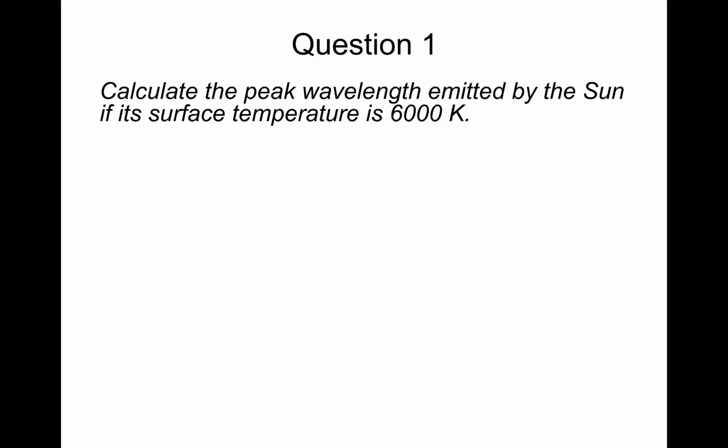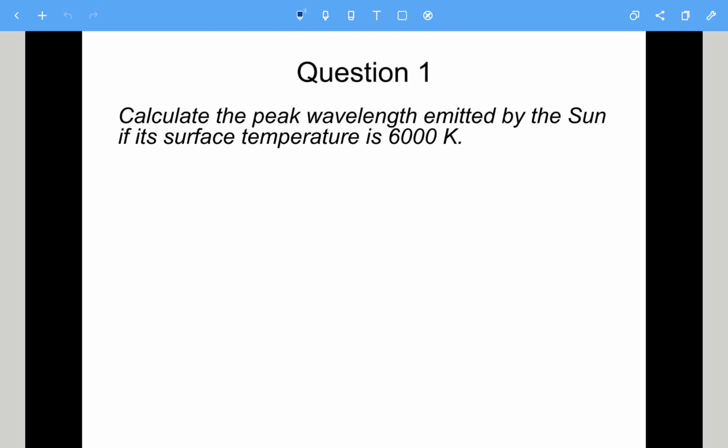Right, so let's do some questions. We're going to use Wien's displacement law, relatively straightforward, especially compared to the absolute magnitude questions that we did last lesson. So if you want to have a go at this one: calculate the peak wavelength emitted by the sun if its surface temperature is 6,000 Kelvin. So we're going to apply the displacement law. Lambda max T equals 0.0029.